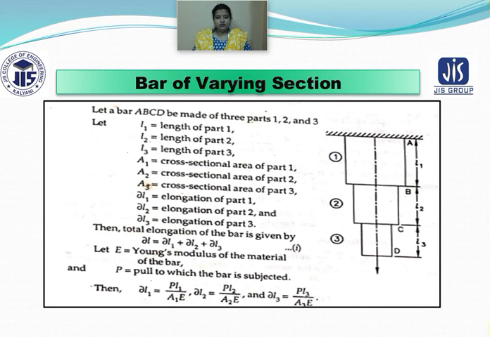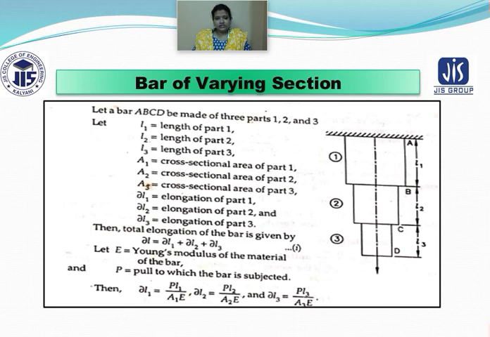If you look at this particular bar of varying section, you can see A, B, C, D, which make three parts. For part 1 the length is considered to be L1, L2 is the length of part 2, and L3 is the length of part 3. If you consider the areas A1, A2, A3, you can see you have three different areas also.